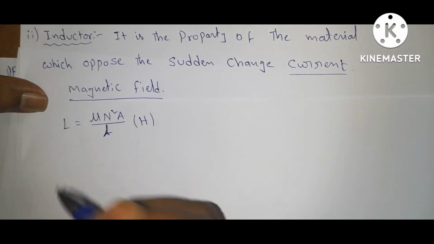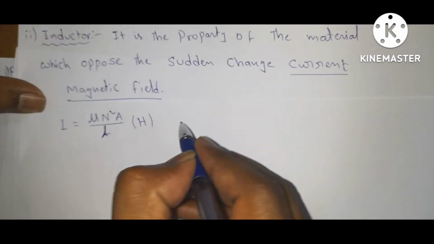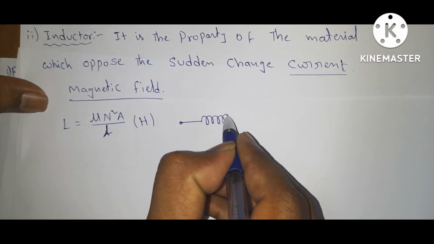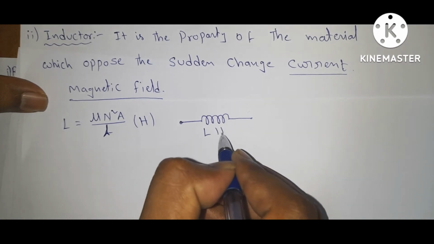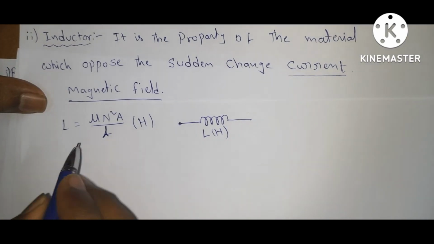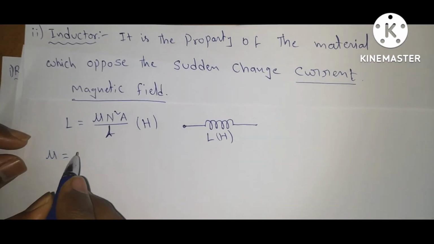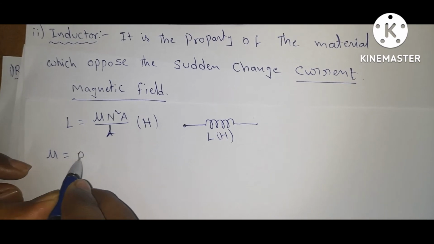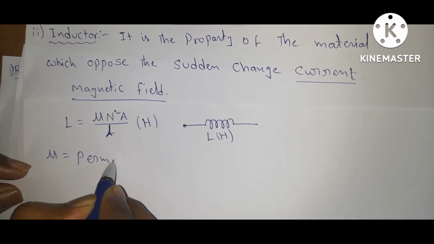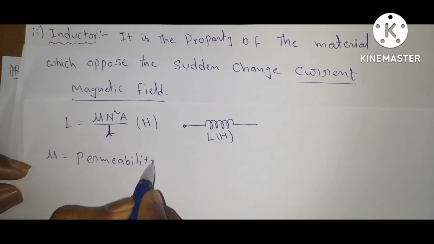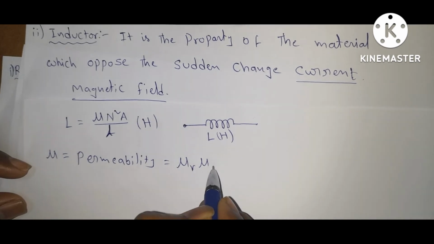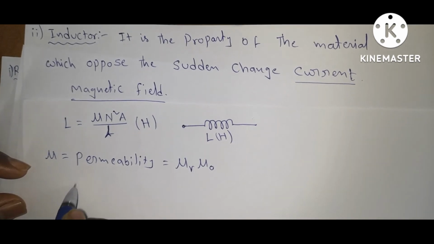The unit of inductance is Henry. The symbol of inductor is like this, L Henry. Inductance is mu N square A by l. Here mu is the permeability of the material. This can be written as mu is equal to mu r into mu naught, where mu r is relative permeability.